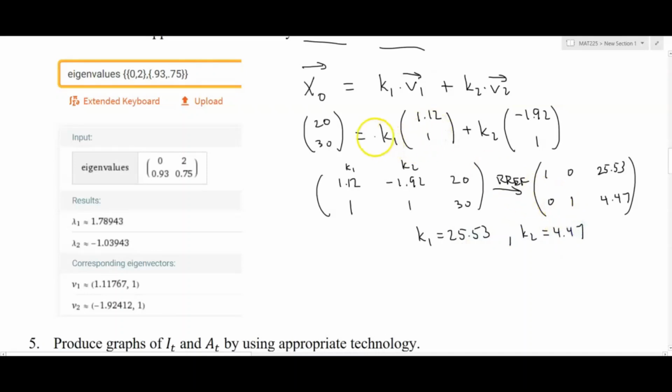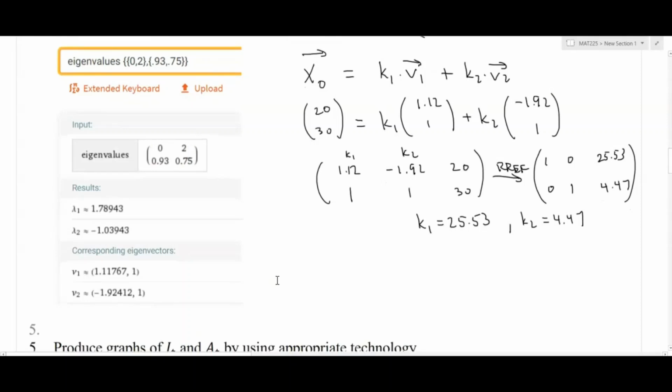Now we could just check our work to make sure that if I take 25.53 times 1.12 plus 4.47 times negative 1.92, I get about 20. There's going to be some rounding error here because we rounded off these values, but it'll get us pretty close. So what we can do now is write the equations for I of t and A of t, and we'll go ahead and do that next.